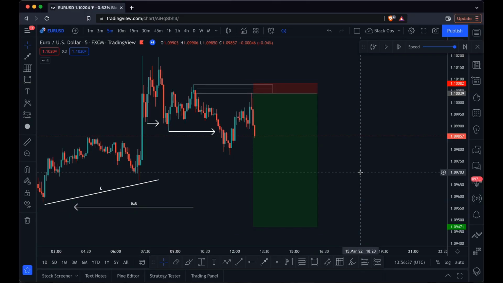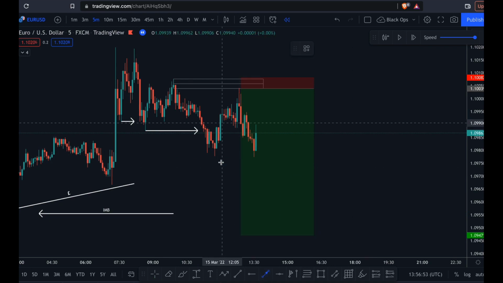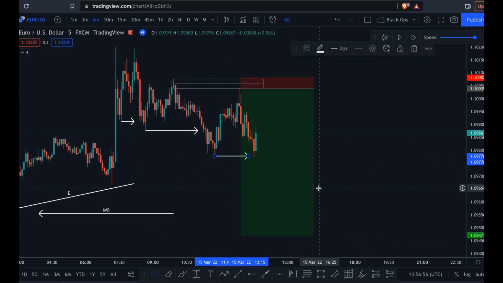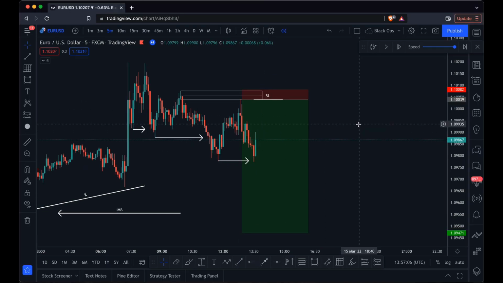So what we want to do is move our stop loss once we get breaks of structure in our direction, or in the direction of your trade. What I mean by this is when price breaks this low over here, we are going to automatically move our stop loss to break even. So let me just mark out this break of structure, and right now I'll mark out the stop loss that is at break even.